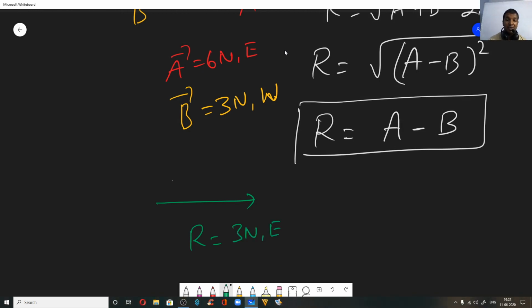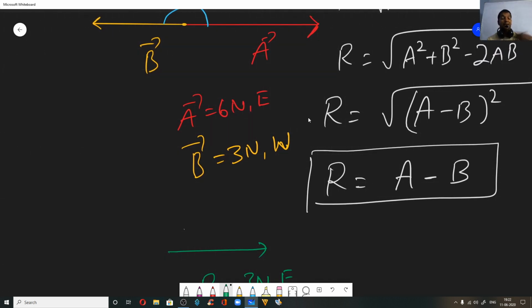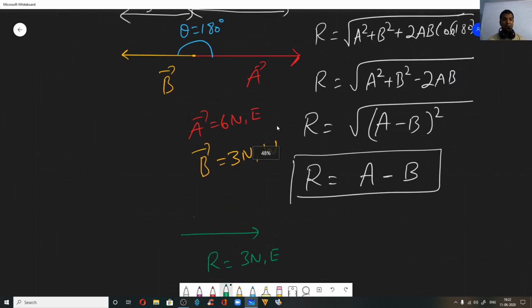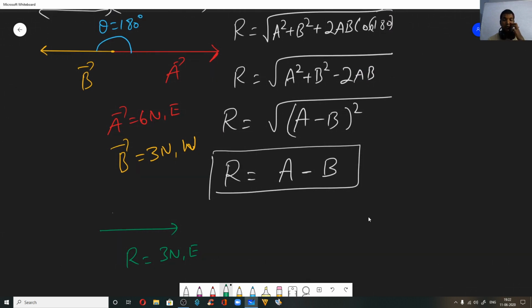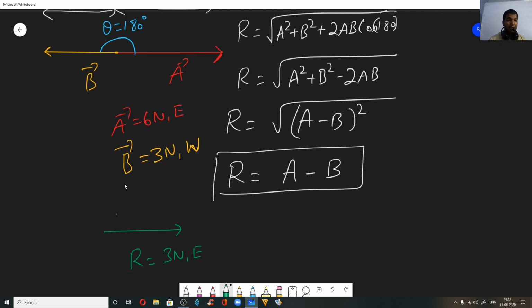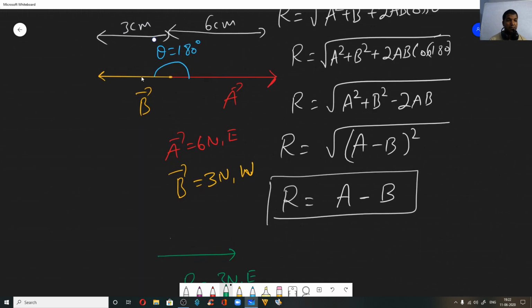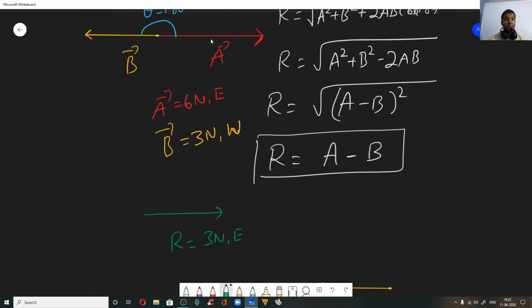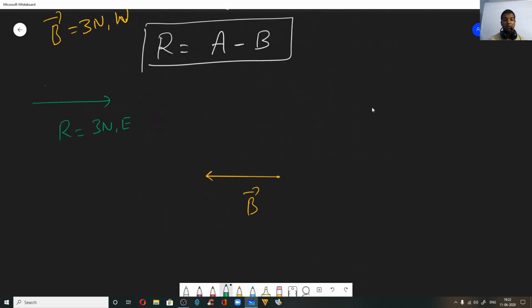So the resultant will be in the direction of the greatest vector, which is greatest among a and b. In this case a is greatest, so the resultant will be towards east. I hope you can follow from this diagram. Take a look at that. Now what happens if b was greater? If b was greater, then you would have got b minus a. Now let me write here. So this is vector b and this is vector a.